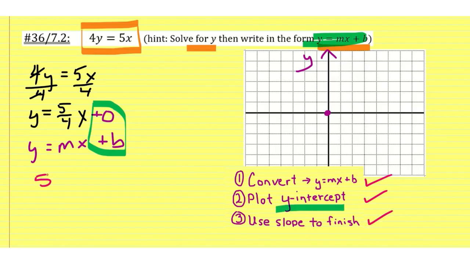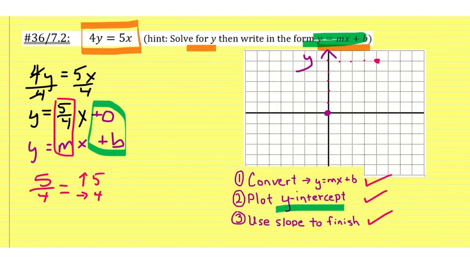So my slope is 5/4. That is in the m position. M is equal to 5/4. So that implies a positive 5 implies that we're going to go up 5 and over 4 units. And of course, that coincides with that concept of rise over run. So from the y-intercept, I'm going to go up 5. So 1, 2, 3, 4, 5. And I'm going to go over 4. 1, 2, 3, and 4. So I have another point right there.